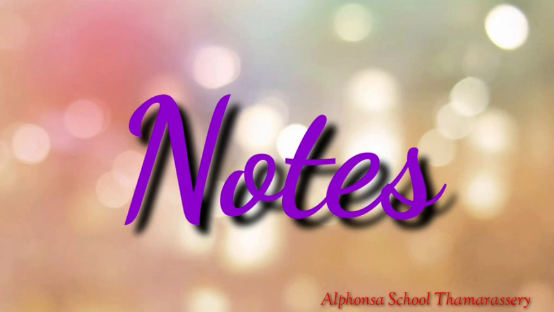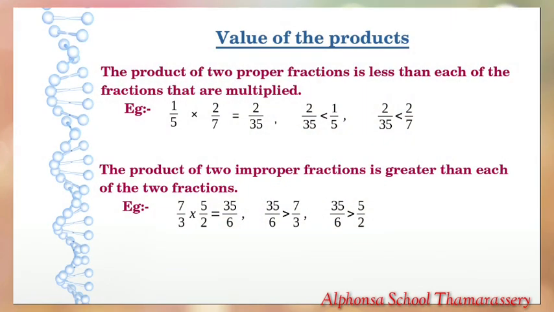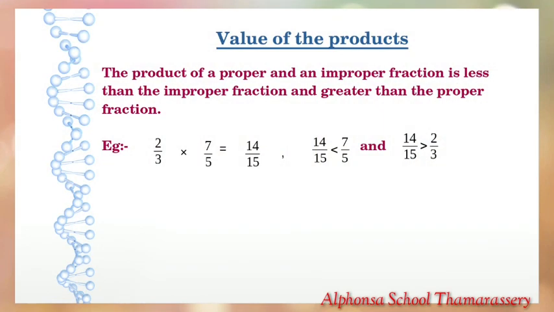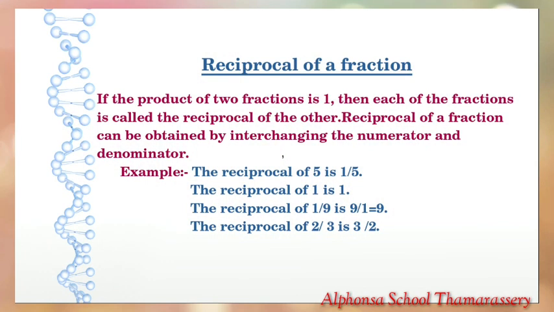So dear students, hope that you understand the division of fractions. Today we have learned the product of two proper fractions is less than each of the fractions that are multiplied. And the product of two improper fractions is greater than each of the two fractions. Also, the product of a proper and an improper fraction is less than the improper fraction and greater than the proper fraction. Then we studied the reciprocal of a fraction.